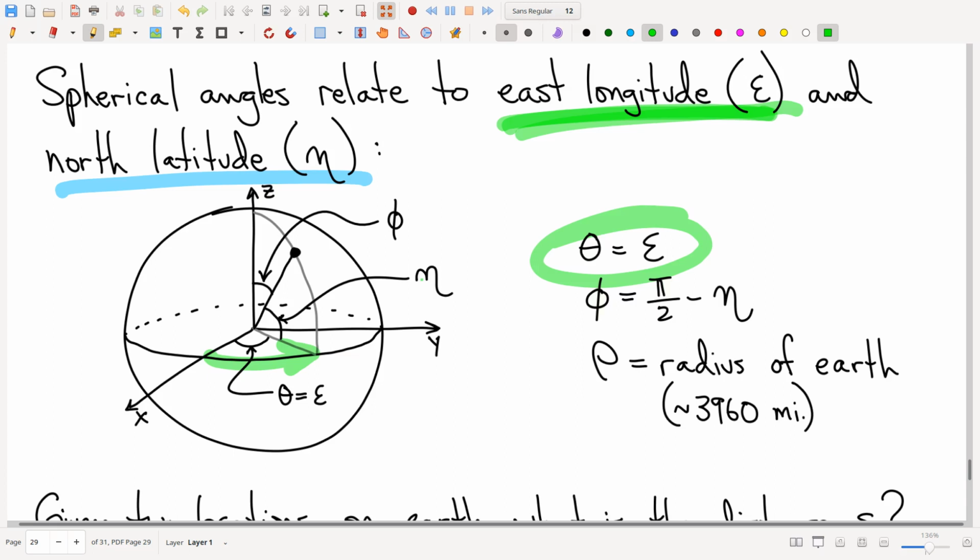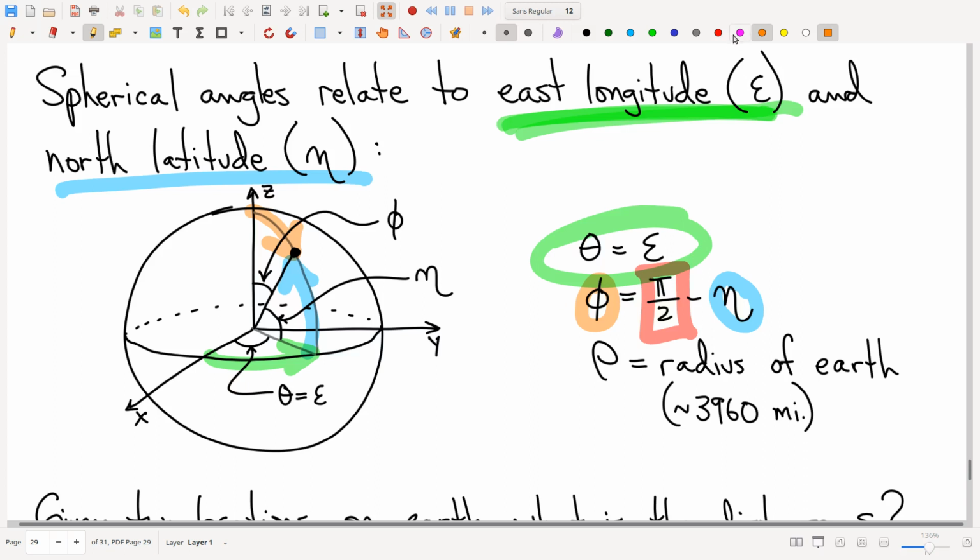Right? Lucky break. North latitude, now a little bit inconvenient here. There's north latitude. That's not what phi is. Phi is that angle. So what you see, though, is that these always add up to pi over 2. Right? North latitude and phi, right there in the picture, you can see they always add up to pi over 2, and therefore phi is this very, very easy function of north latitude.